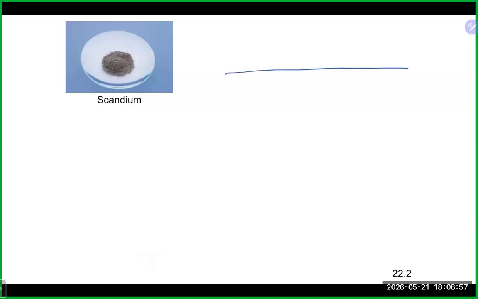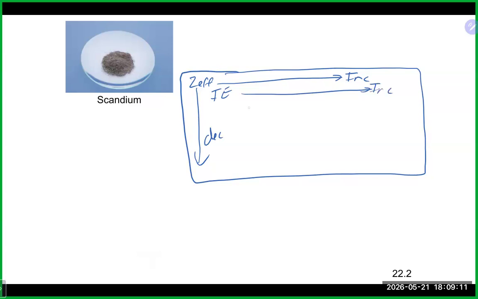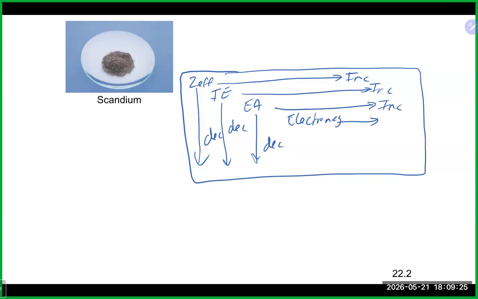When we look at the periodic table, we basically have effective nuclear charge increasing as you go this way, decreasing as you go this way. We have ionization energy increasing as you go this way, decreasing as you go this way. We got electron affinity increasing as you go this way, decreasing. We have electronegativity increasing as you go this way, decreasing as you go that way. And we got size, which is the only one that goes opposite, decreases as you go up and to the right, and increases as you go down.